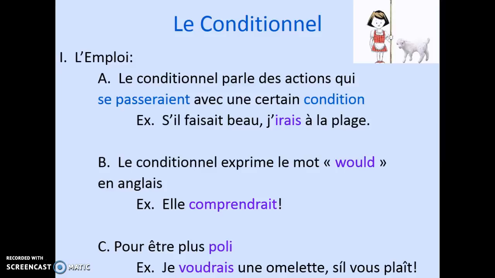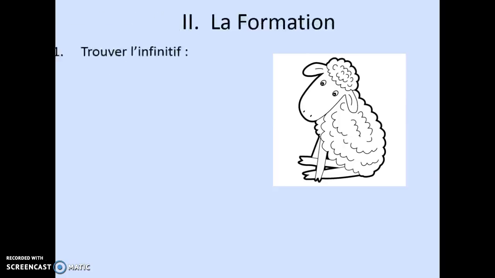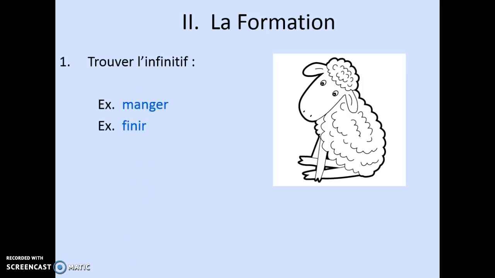So now that you've seen it in use, I'm going to just show you how you form it. So the first thing you're going to do is trouver l'infinitif, find the infinitive. And as I had stated, and if you've forgotten, the infinitive is the verb before you ever conjugated it. So some examples are manger, finir, and attendre. So that form right there is your stem, and then you're going to add your new endings onto there.